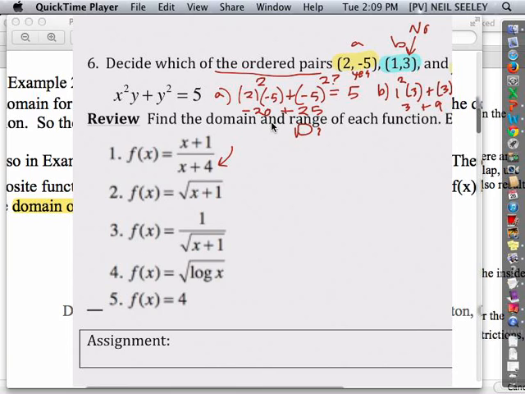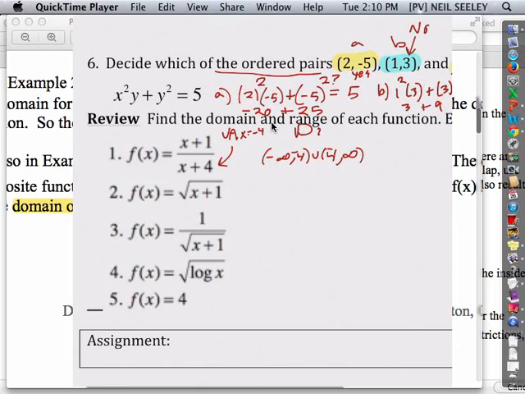Domain, dividing by 0 is a no-no. I see that -4 would cause that. So I hope you got negative infinity to -4 union -4 to infinity because of the vertical asymptote at -4. Vertical asymptote, x equals -4. That's just interesting information. That's the domain. So let's do domains all the way down.